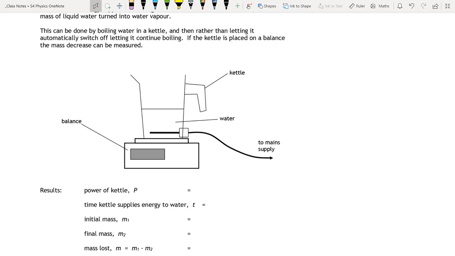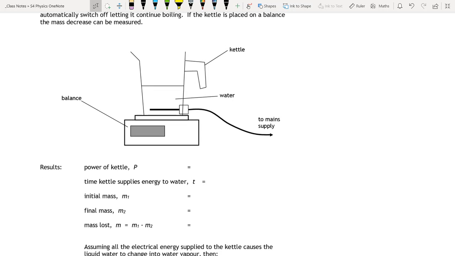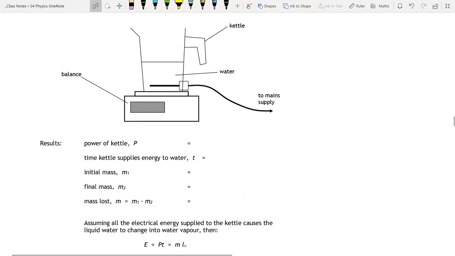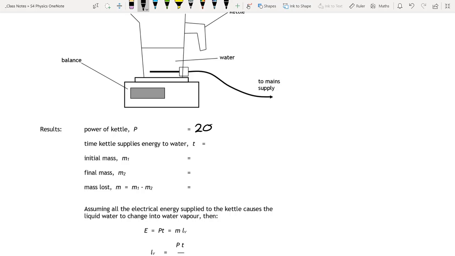To find out the energy of the kettle, obviously we don't have it hooked up to an energy meter, but we can use energy as power times time. I do know the power of my kettle is 2,000 watts. And I'm just going to go for 60 seconds. Okay, so a minute.